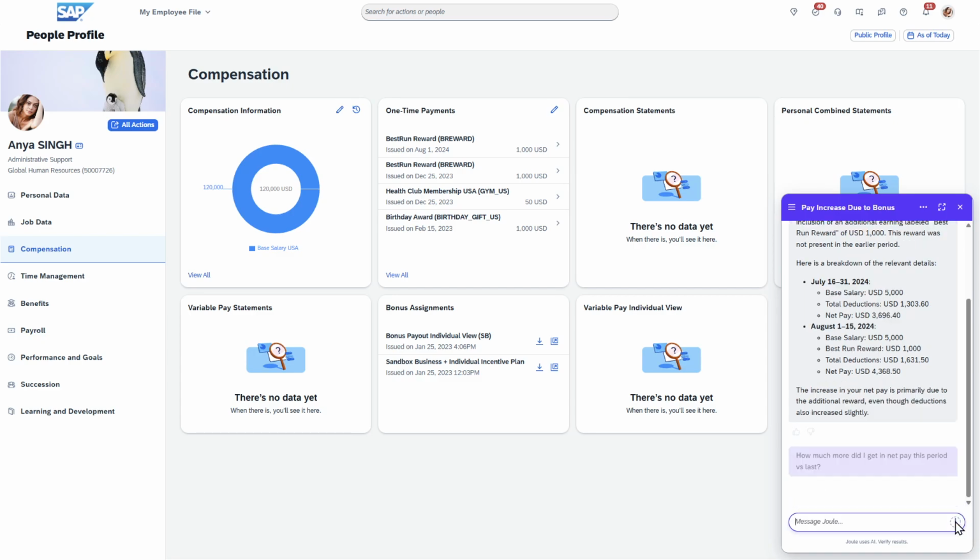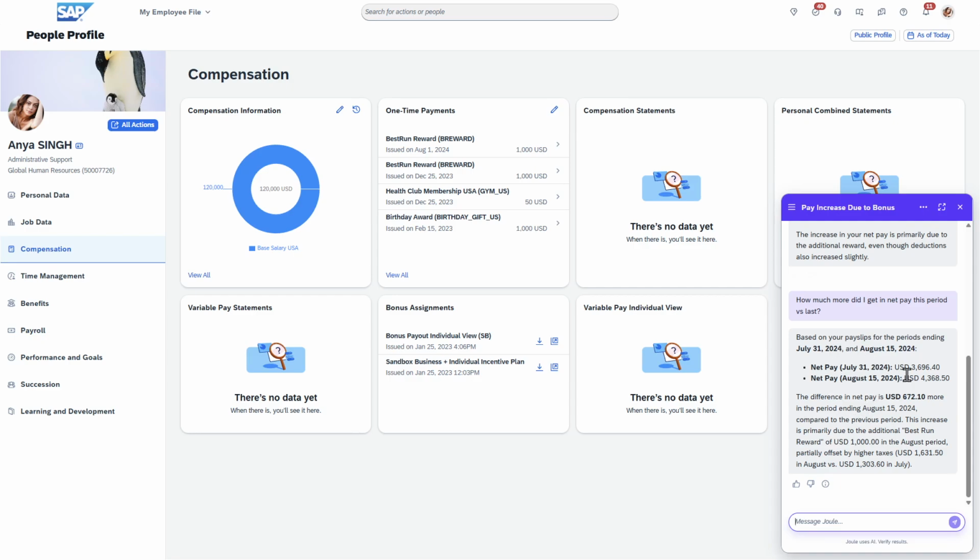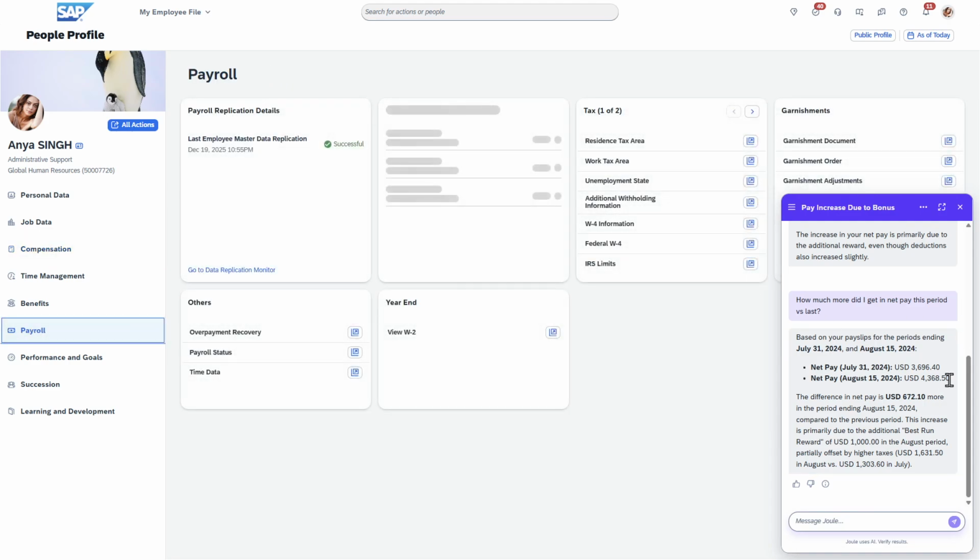And then if the employee wants to, they can actually ask follow-up questions. So yeah, it's right here and I can pull out my calculator, but they might actually ask questions about, hey, how much did I receive? Or maybe they might even ask like, well, I thought it's $1,000, so why didn't I get $1,000 or something along those lines? And so it actually says, hey, this is what the previous net amount, this is the current net amount. The difference is 672.10, and it's because of that bonus, but it's also offset by the higher taxes that you have, right?